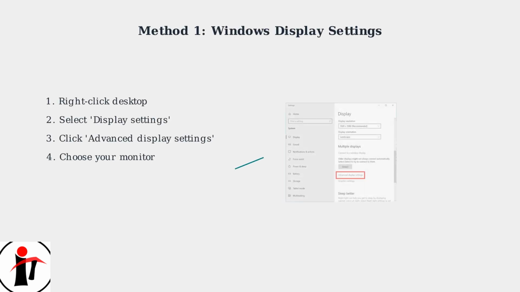The first method to change refresh rate is through Windows Display Settings. Right-click on your desktop, select Display Settings, then Advanced Display Settings. Choose your Sceptre monitor and click Display Adapter Properties.